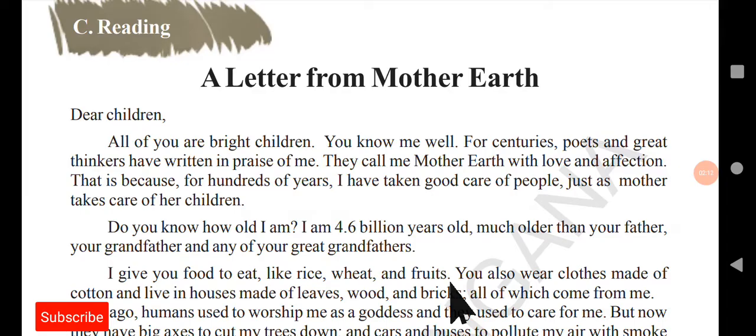So in this lesson, in this story, we are going to look at a letter which is written by Mother Earth. Okay, Mother Earth in the sense by Earth, by Bhumi, Dharati, Dharani. So in this letter, the Mother Earth is asking something from the children. It also speaks about its history. It also speaks about many things that it has given us. And finally, at the end, in the conclusion part, we see that Mother Earth is requesting or asking some help from us. Okay, let us see what that is.